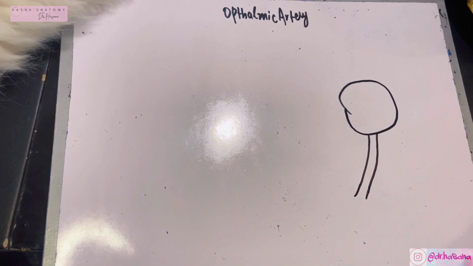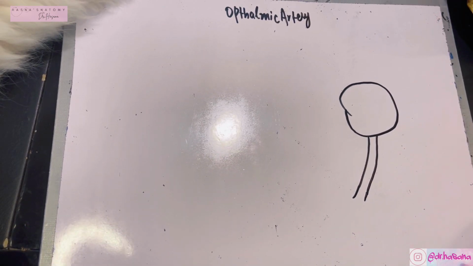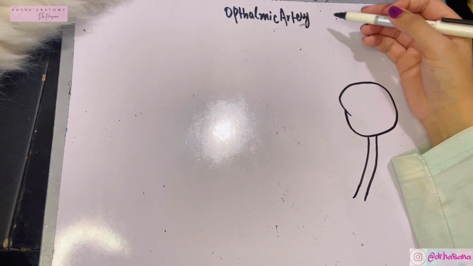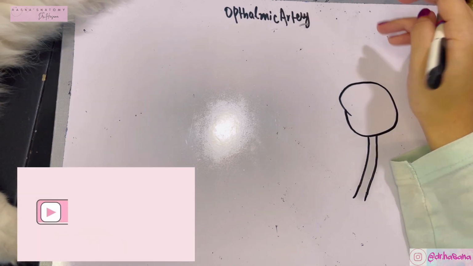Hasna with Hasna's Anatomy, and today we're discussing the vessels of the orbit, and in that most importantly included is the ophthalmic artery, plus we're going to discuss the superior and inferior ophthalmic veins. Alright, so let's get started.